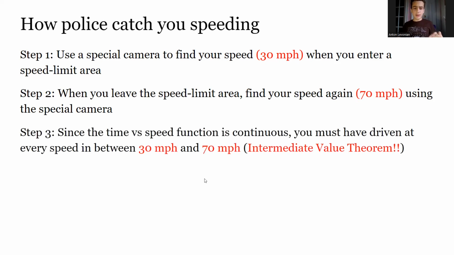And then we notice that since the time versus speed function is continuous, you must have driven at every speed in between 30 miles per hour and 70 miles per hour. And this is, once again, by the intermediate value theorem.